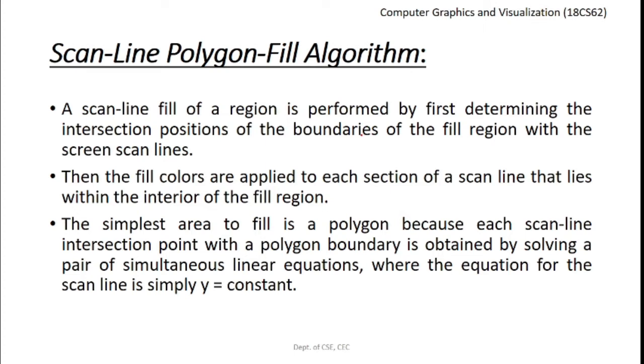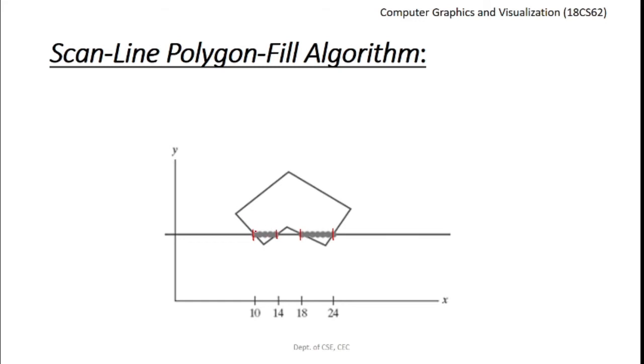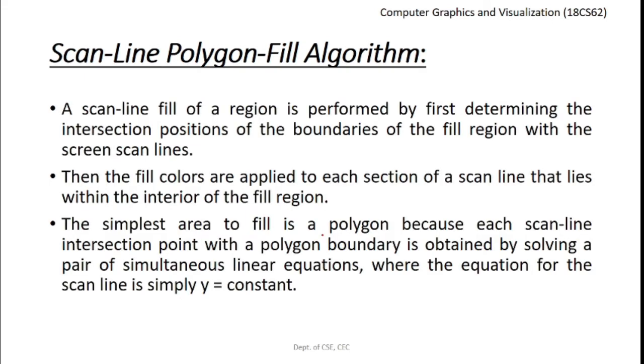Then the fill colors are applied to each section of the scanline that lies within the interior of the polygon. Once we have determined the intersection positions of the boundaries of the fill region with the scanlines, we need to fill the colors into each section of the scanlines that lies within the interior of the fill region. As given in this example, once we have found the intersection points of the polygon with the scanline, we need to fill that particular region of the scanline lying in the interior of the polygon with a given color. All the pixels on the scanline will be filled with a given color. These are the portions of the scanline lying in the interior of the polygon.